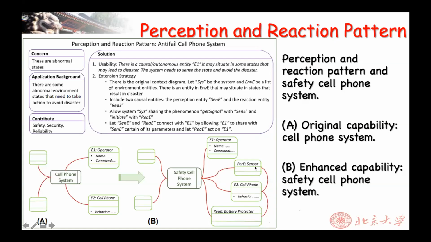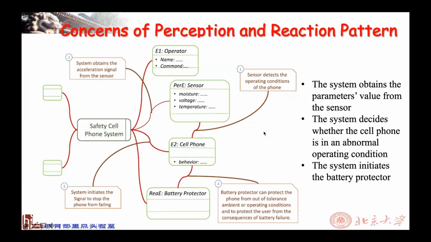I think this is the new thing: we can see the interface can be between domain entities, not only between the system and real world entities. So this is the new thing. With this strategy, we change the cell phone system into a safety cell phone system. So that is the scene. And for the concerns of the perception and reaction pattern, we get a new specification here.